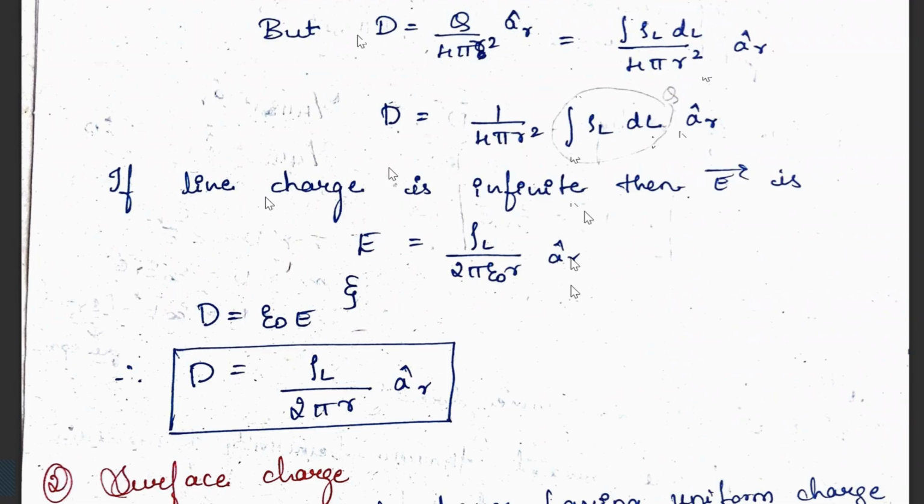For an infinite line charge, E is rho L divided by 2 pi epsilon naught r into a_r cap. We know D is equal to epsilon naught into E. So finally we get rho L divided by 2 pi r into a_r cap. Substitute E here, so epsilon naught and epsilon naught get cancelled.